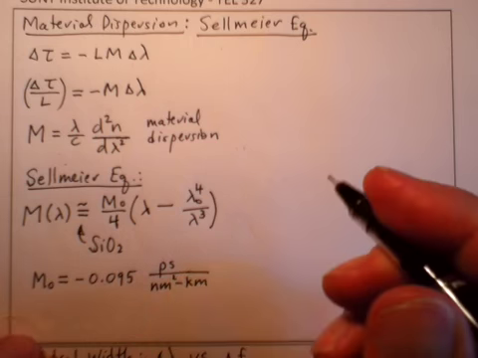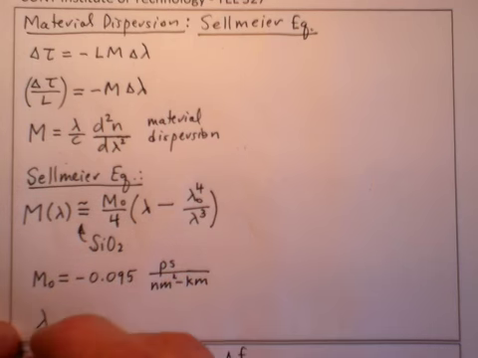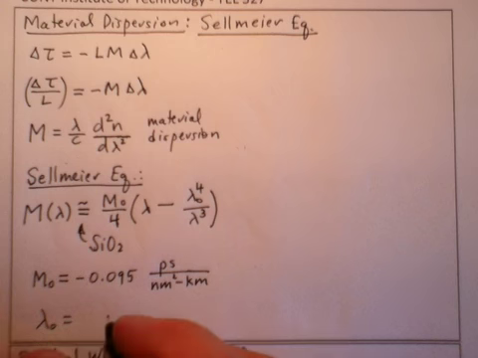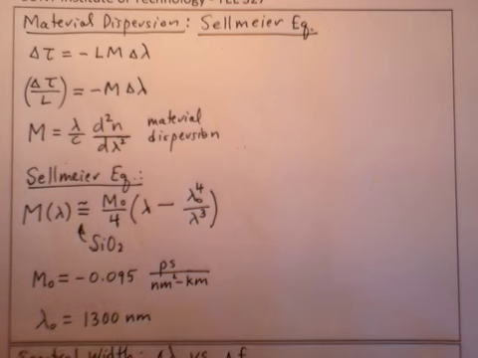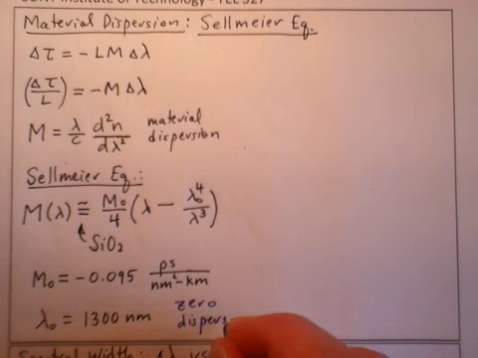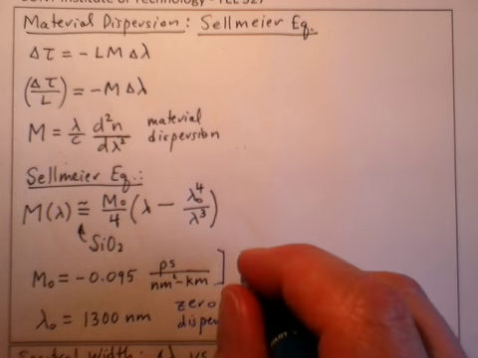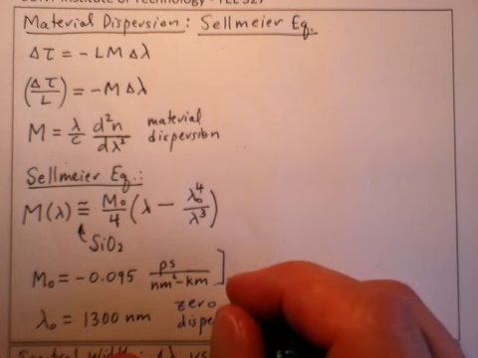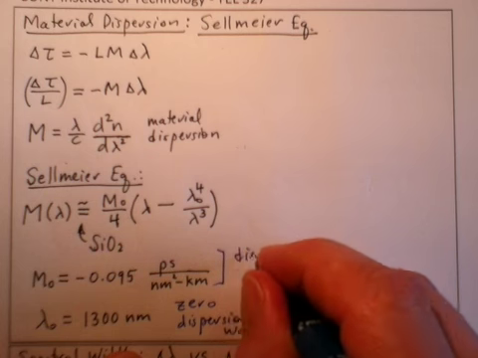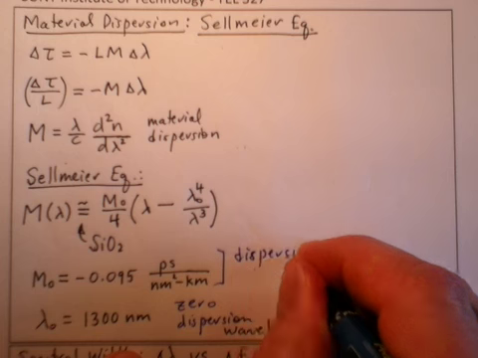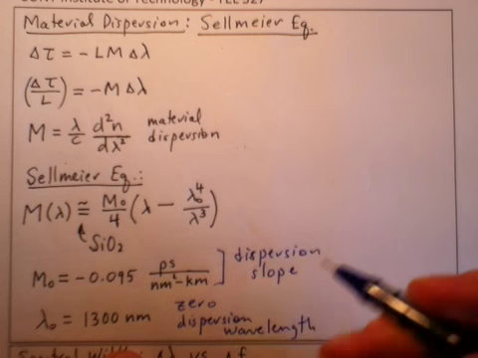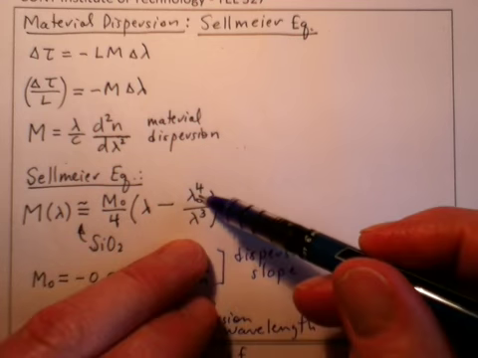And lambda naught is called the zero dispersion wavelength, and we're going to take that as 1300 nanometers. So this is the zero dispersion wavelength. And it turns out that m naught is the slope of the dispersion curve at the zero dispersion wavelength. So we call this the dispersion slope.